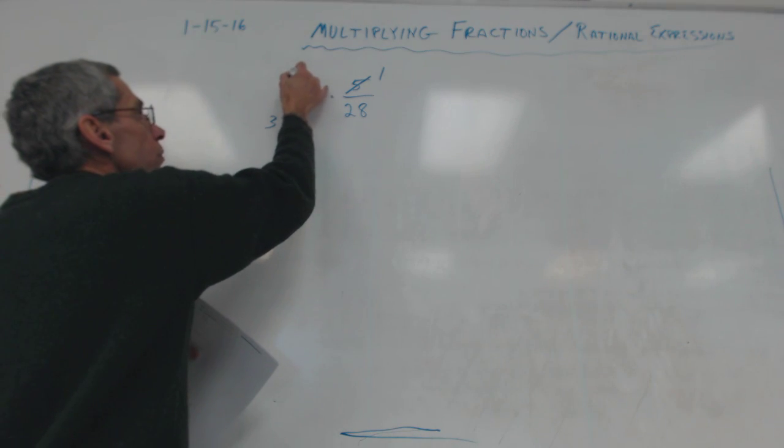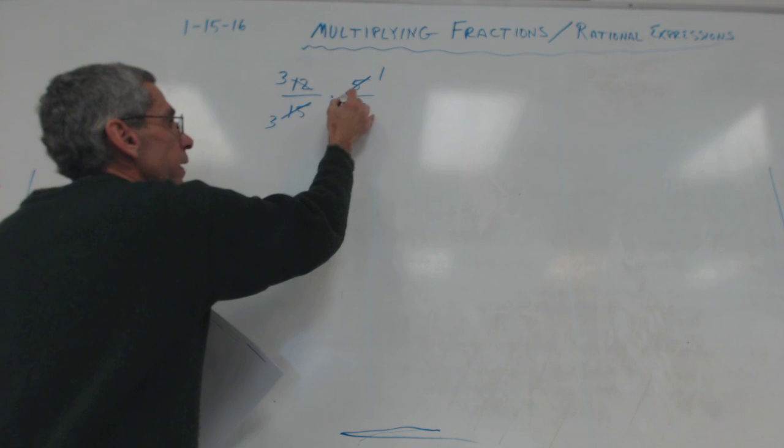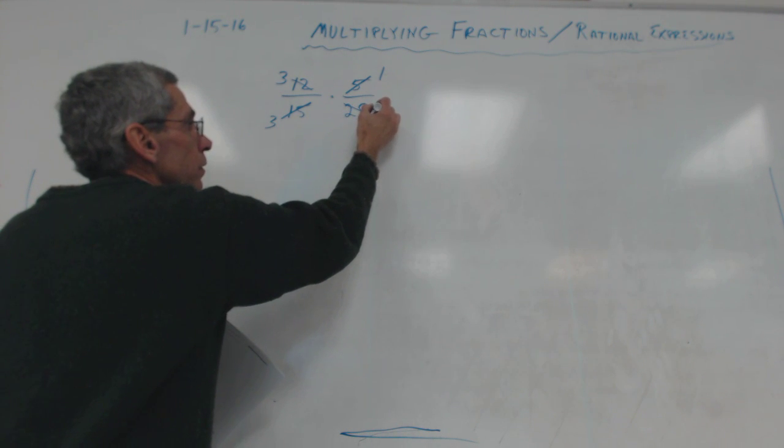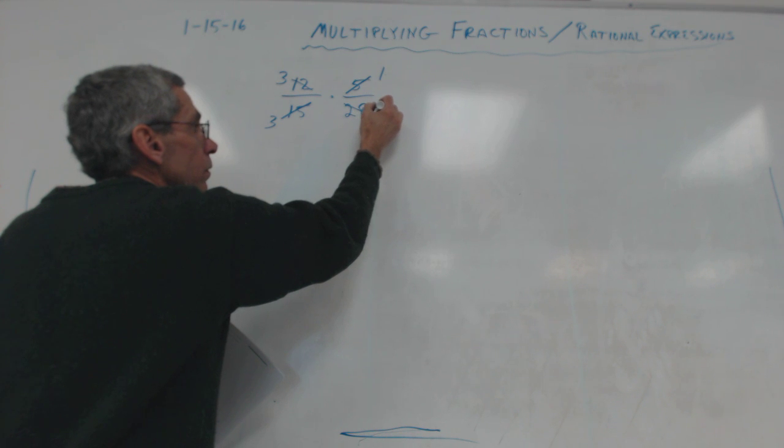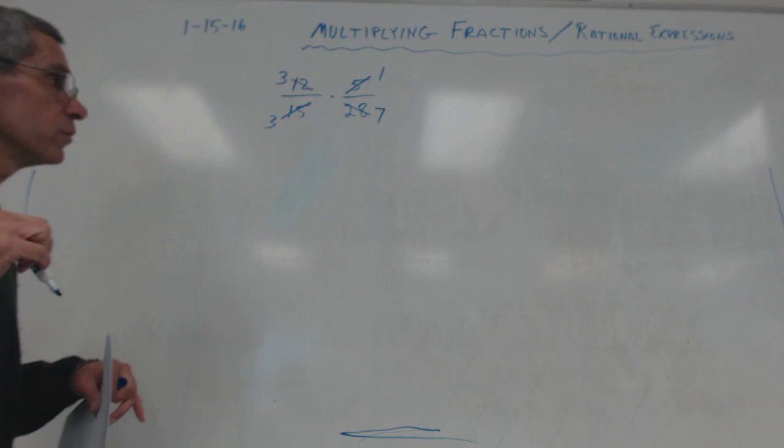Okay, so 4 goes into 12 3 times. 12 divided by 4 is 3. 28 divided by 4 is 6 times? Or no? No, 8 times. No, 7 times. Right, good. 7 times, right? 4 times 7 is 28.